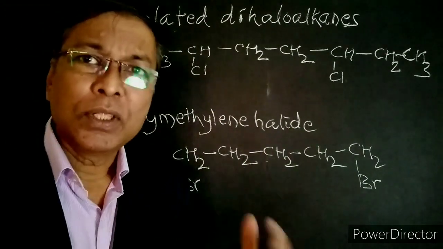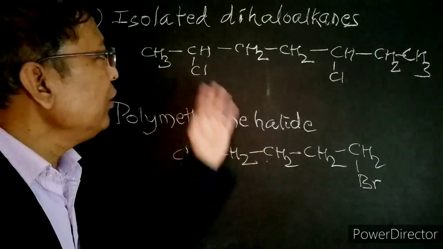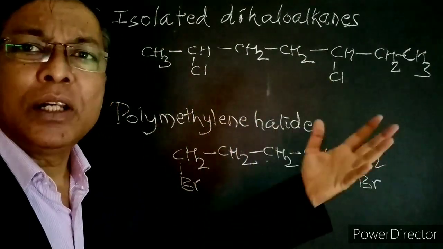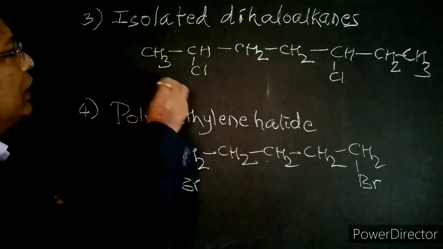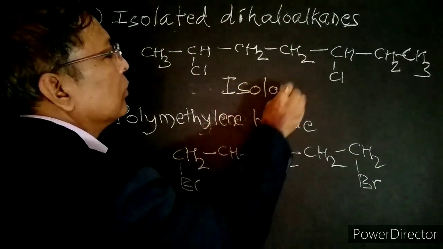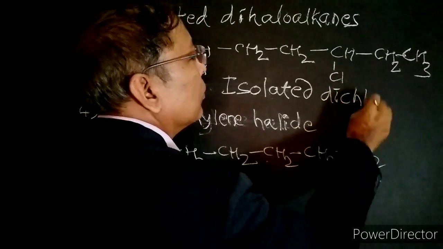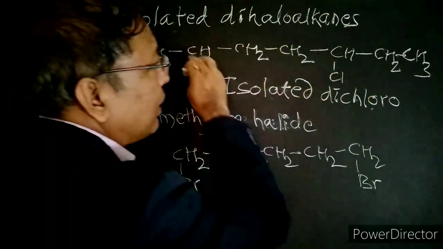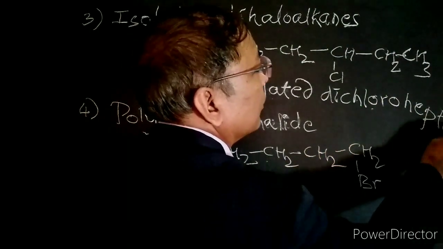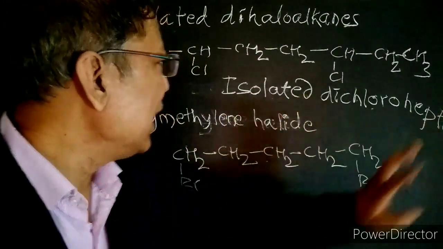Now let us see the common naming in case of isolated dihaloalkanes. If we see this example, two same halogen atoms are present on different carbon atoms. Therefore, its common name becomes isolated dichloro. In total there are 7 carbon atoms, therefore it becomes heptane. The common name of this compound is isolated dichloroheptane.